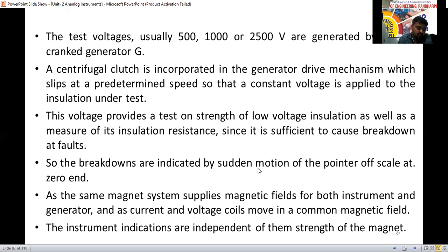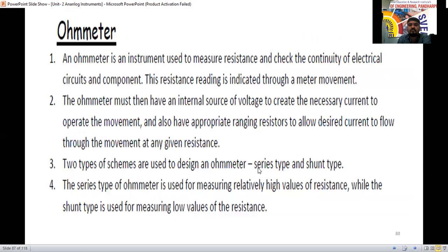The next instrument is called the Ohmmeter. From this instrument also we are going to measure the ohm. Ohm means, which parameter is this ohm the unit of?